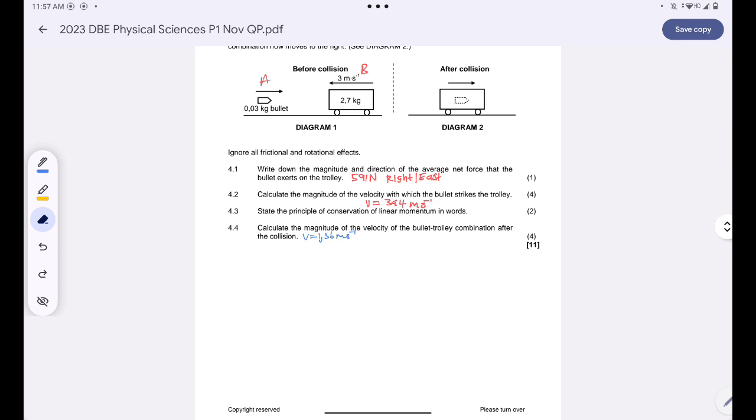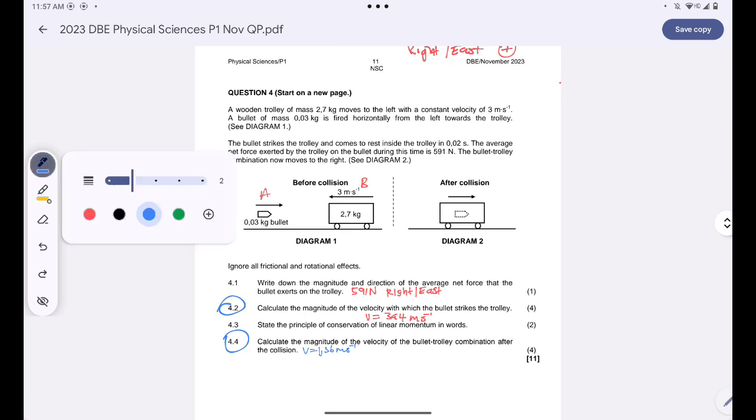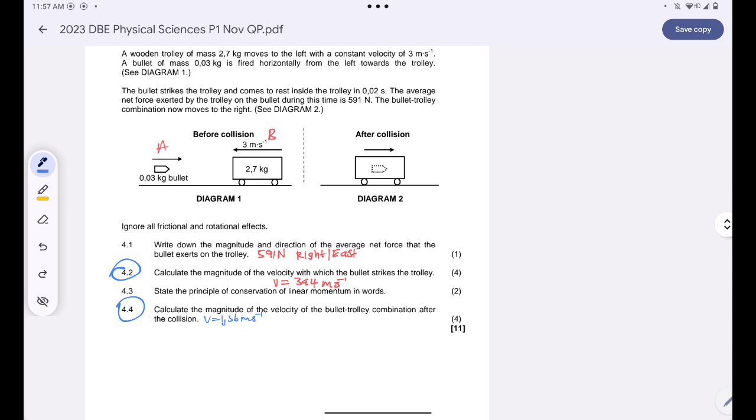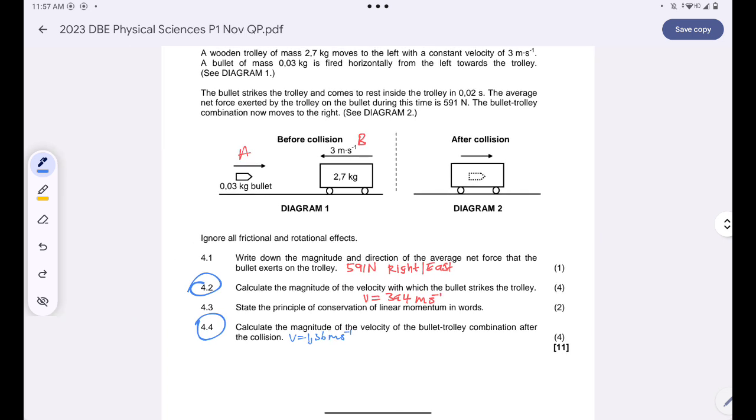And then 4.3, the principle does not change. But now let's calculate by using, let's only do question 4.2 and 4.4. Remember that right now we are taking the western direction as positive, the west or left direction as positive, right? So in this case, remember that, guys, the bullet will exert a force on the trolley that will try to push it to the left.